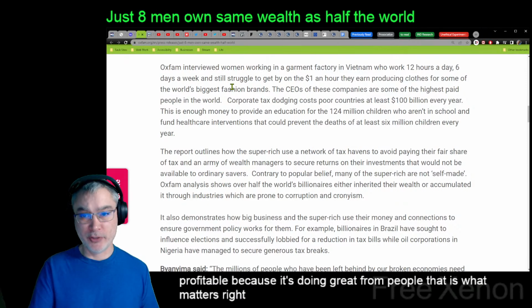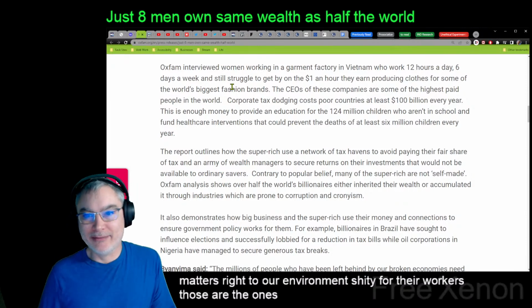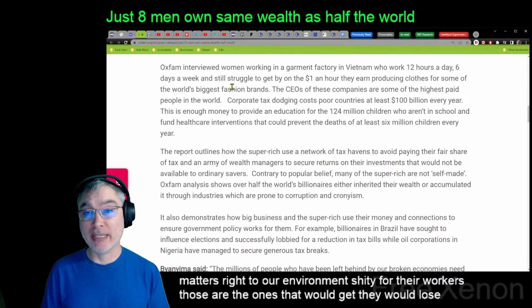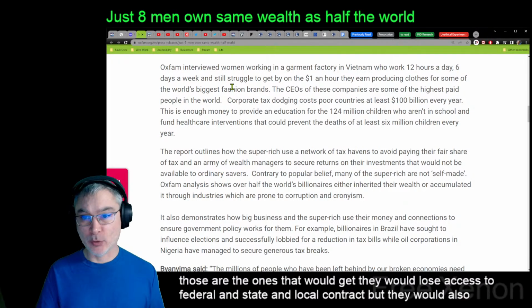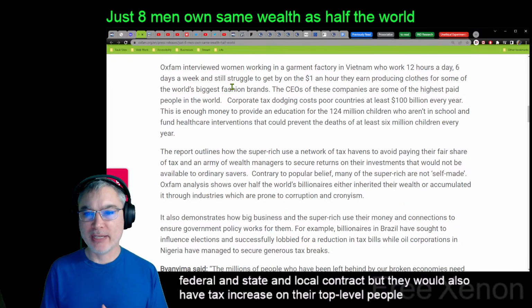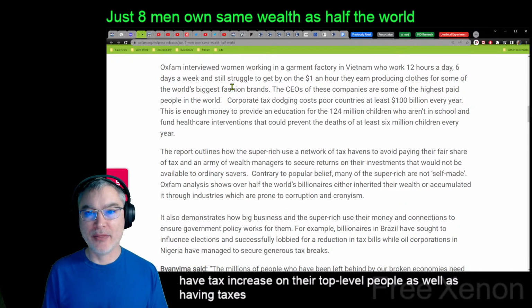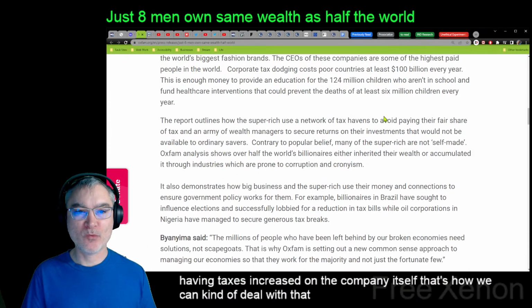And those who are bad for the environment and bad for their workers are the ones that would lose access to federal, state and local contracts, but they would also have taxes increased on their CEO and the top level people, as well as on the company itself. So that's how we can kind of deal with that.